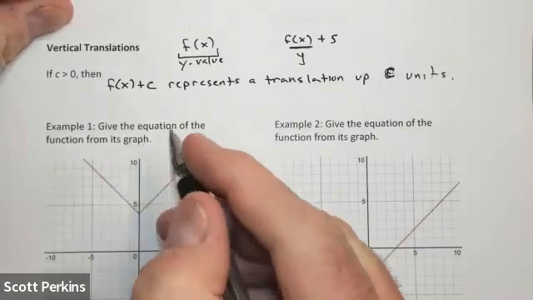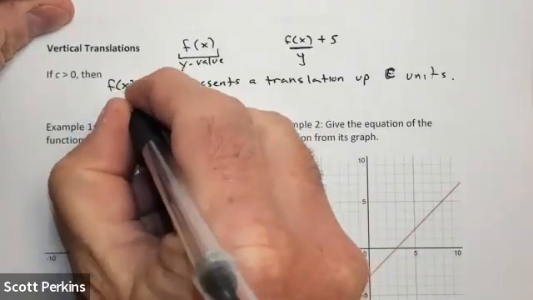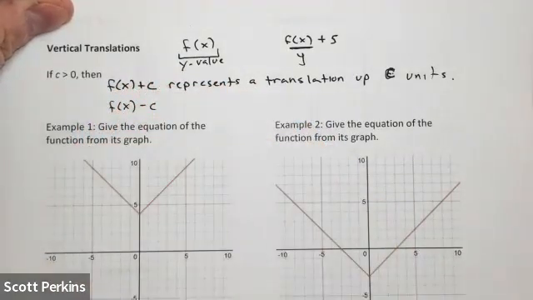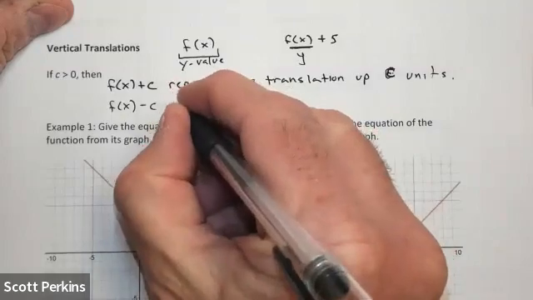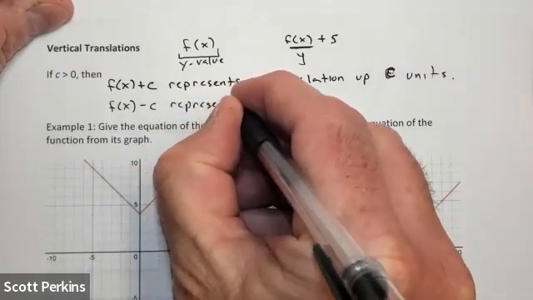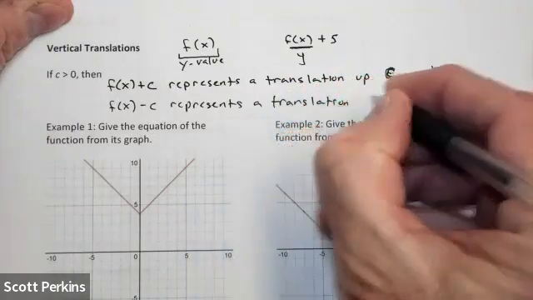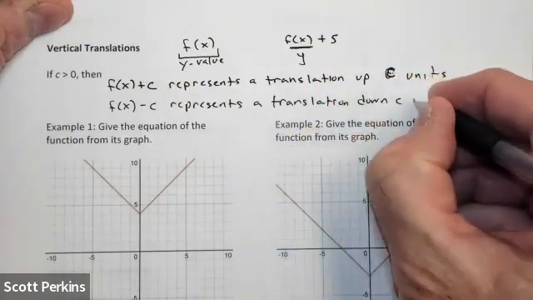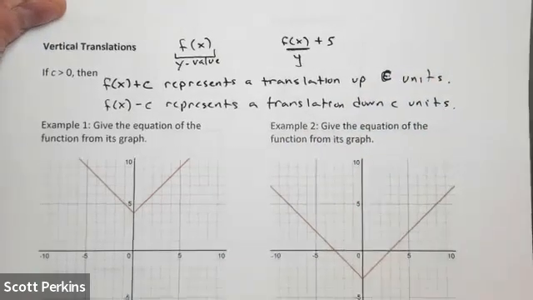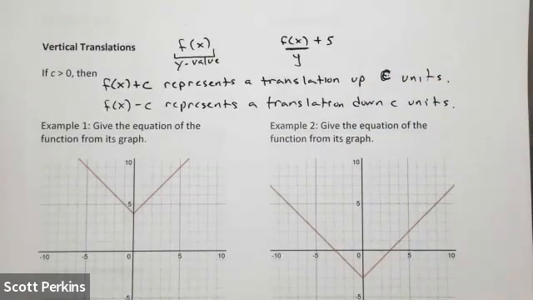Okay, so similarly, if I have f of x minus c, well, what do you think is going to happen to the graph if I subtract a value from all my y values? Yes, exactly. That represents a translation down c units. Vertical translations. This is the most straightforward of all of the things that I'm going to do to my different graphs throughout this semester.